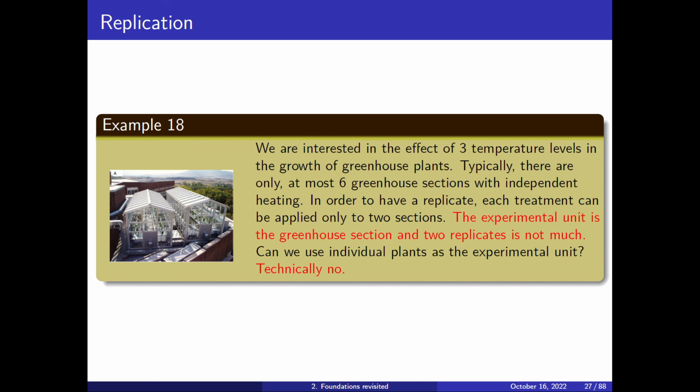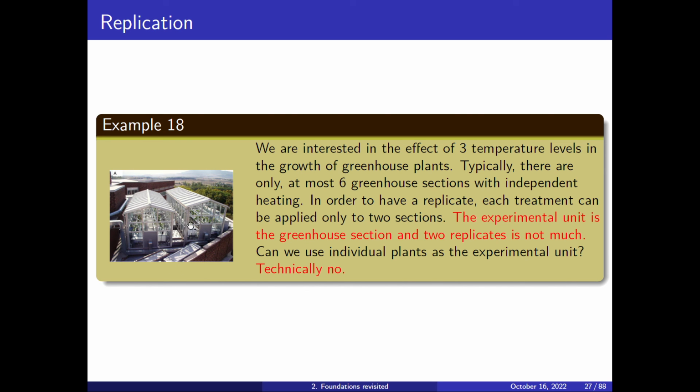Okay, so we have said that the experimental unit is the minimal experimental material in which you can change the treatment. So let's say that you are interested in the growth of plants at 3 different temperature levels. And then you have a greenhouse, and these greenhouses have different rooms, and you can change the temperature of the whole room.